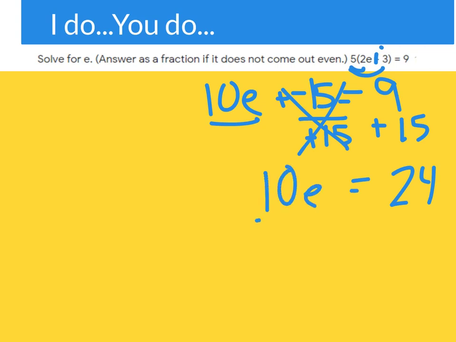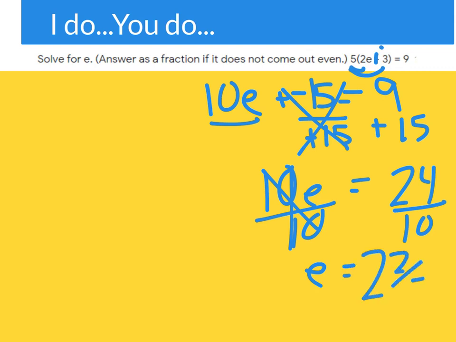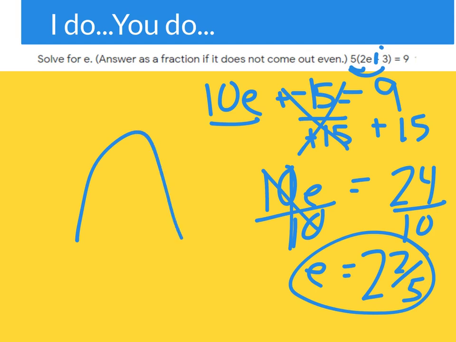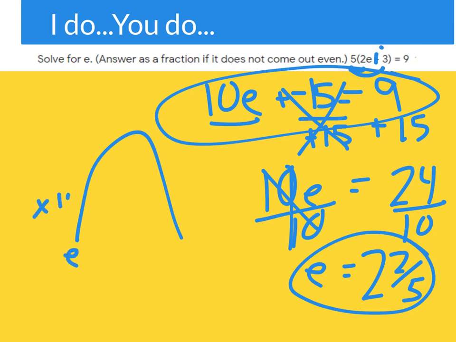Since they multiplied by 10, we're going to divide by 10. Those cancel out, and you're left with e equals 24 tenths, or 2 and 4 tenths, which simplifies to 2 and 2 fifths. e equals 2 and 2 fifths. With the rainbow, it looks like this. I'm going back to this equation, of course, because I want to simplify it before I go to solve it. There was an e that they took times 10, and they added negative 15 to get to 9.